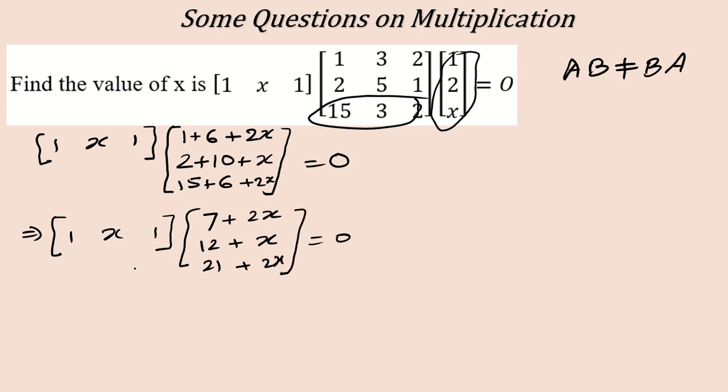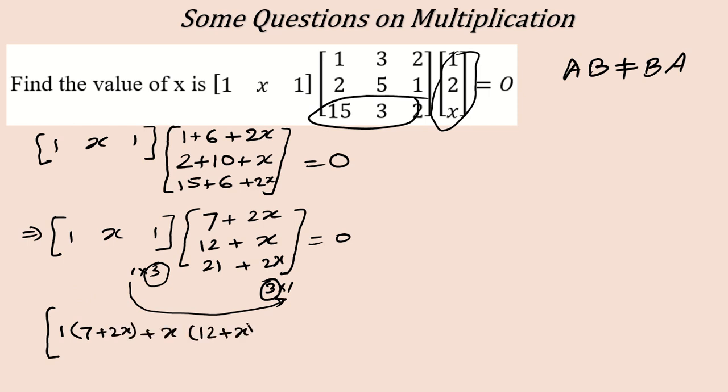Now its order is 1 by 3 and its order is 3 by 1. So we can multiply them because the column here and the row here are the same. And what will be the order of the resulting matrix? 1 by 1, meaning you will get only one element. So multiply them: 1 times 7 plus 2x, plus x times 12 plus x, plus 1 times 21 plus 2x. Okay, it is equal to the null matrix.